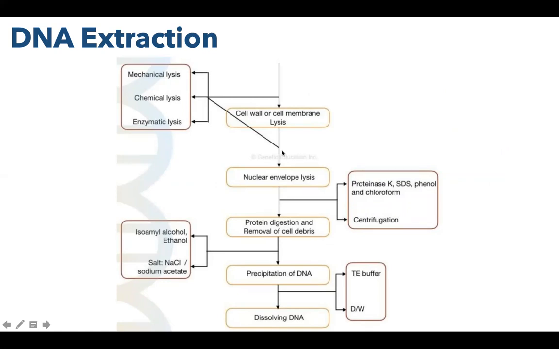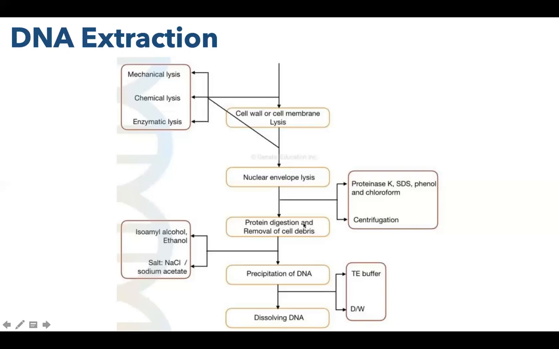As you have learned from protein purification, we have several types of lysis. We have mechanical lysis, chemical lysis, enzymatic lysis. So the methods that you learned also apply for DNA extraction because we are just destroying the cell wall or the cell membrane. Sometimes, or most of the time, these lysis methods would also destroy the nuclear membrane or the nuclear envelope.